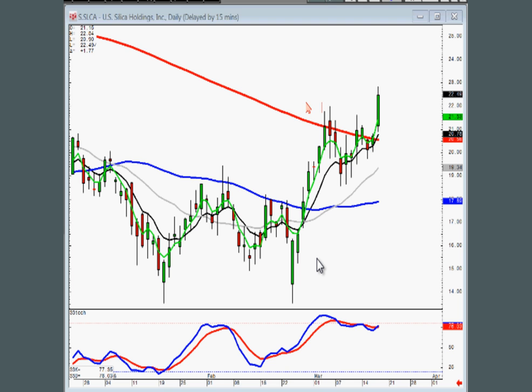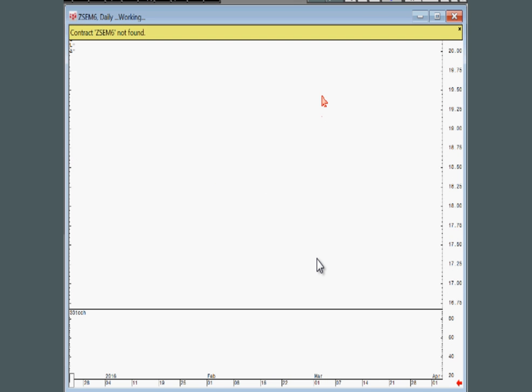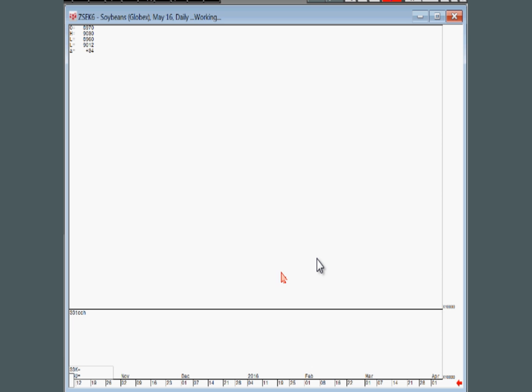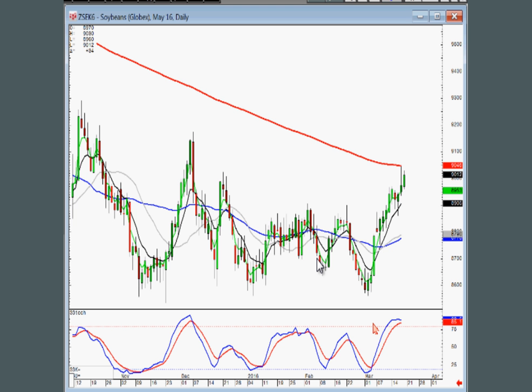May soybeans are up in the overbought area. You had a shooting star. You're reaching the resistance level, and you've also got this kind of resistance level. So if you're long, you stay long, but you get ready for a reversal unless it breaks through the 200.